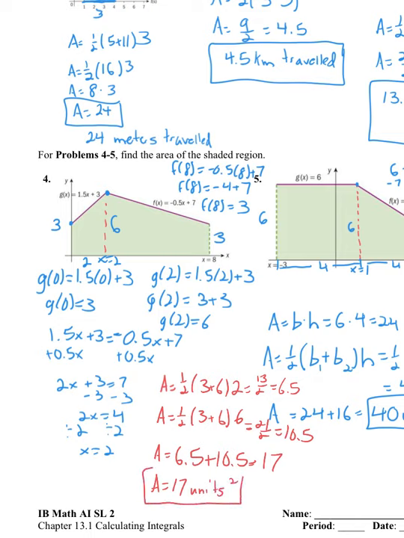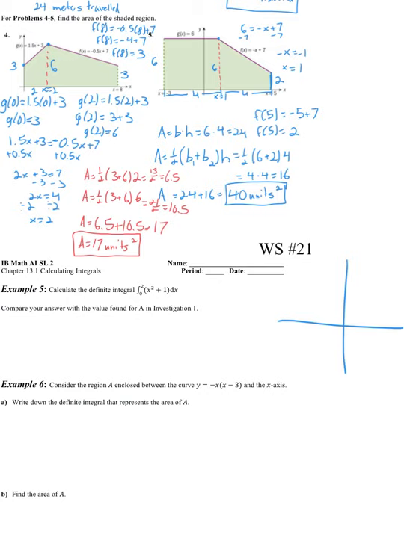Hopefully that's what you guys got too. I haven't double checked this one yet, but there's a lot going on for problem 4. That's probably the trickiest one of all 5 of these. Trying to find all that information for both the trapezoids and then using that to get our final answer.